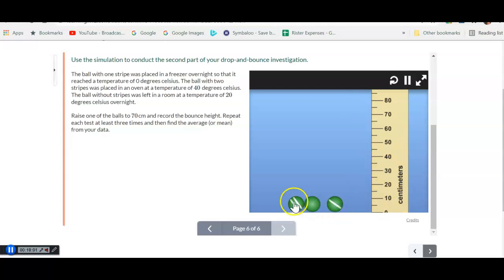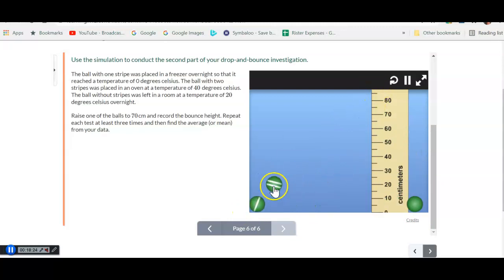Okay, then you get the ball without a stripe. It's basically left at room temperature. So we should see it doing something similar, 40, like we saw before. And then we have the one that is warmer. And you can see just from that it bounces much higher. You have to just have the other balls out of the way.